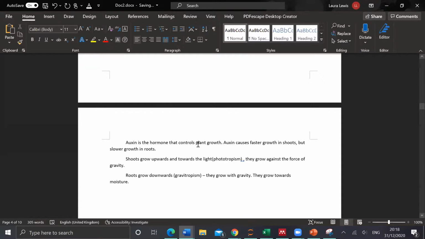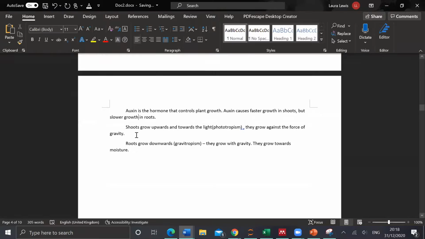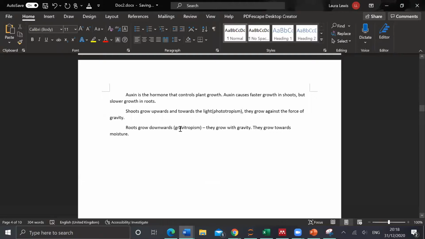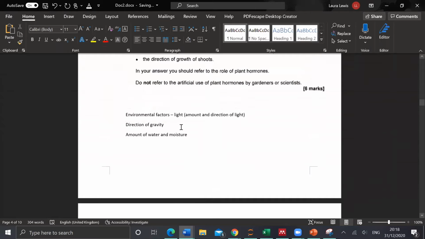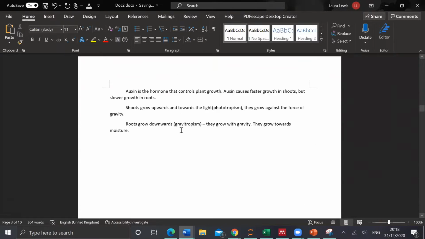So auxin is a hormone that controls plant growth. Auxin causes faster growth in shoots, but slower growth in roots. So shoots grow upwards and towards the light. So phototropism. They grow against the force of gravity because they're growing up. Roots grow downwards, gravitropism, and they grow with gravity. They grow towards moisture. Okay, so that's answered our question. So let's have a look at a different question.